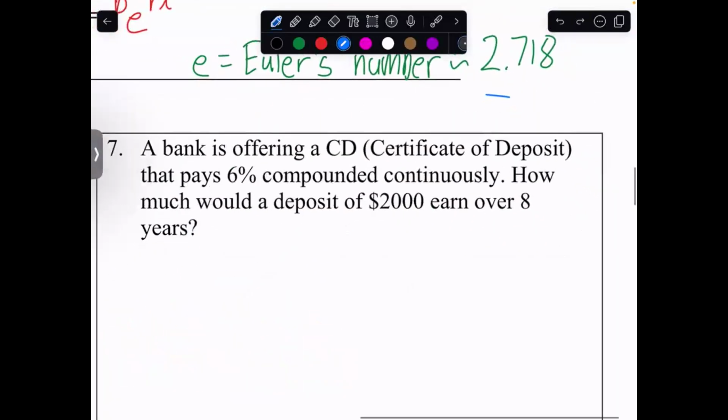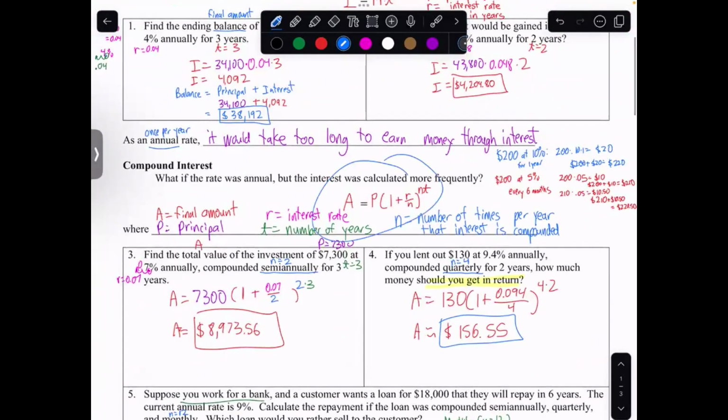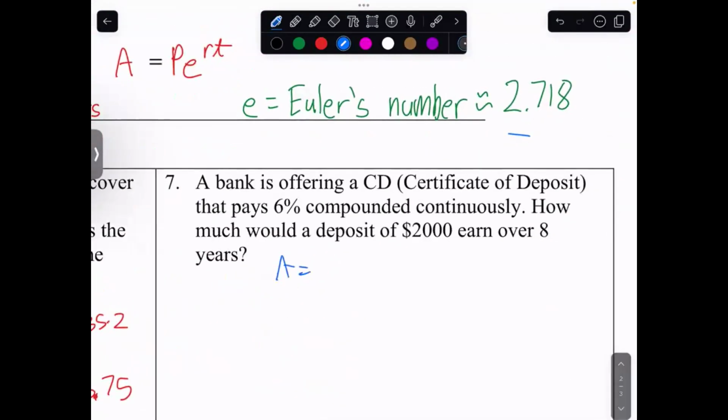So we see the keywords compounded continuously. So that's how we know to use this E formula as opposed to the previous one. Okay, so the initial deposit is 2,000, interest rate 6% in decimal form, 0.06. The time is 8 years.